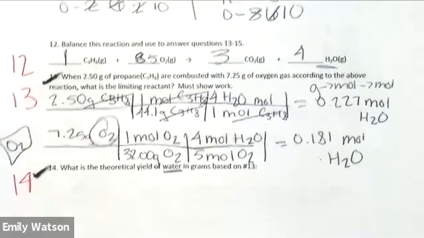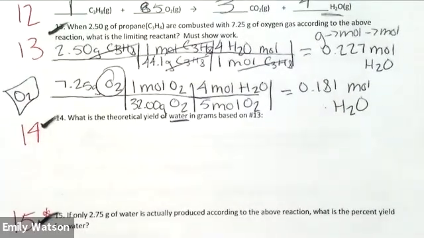So up next, the reason we had to go to water was because of question 14. What is the theoretical yield of water in grams based on question number 13? The reason it's called a theoretical yield, basically that number of moles that we just got from the oxygen, we're just going to take that to grams. That's our theoretical yield. It's called theoretical because this is assuming we're in a perfect world where we're not losing any energy to heat.